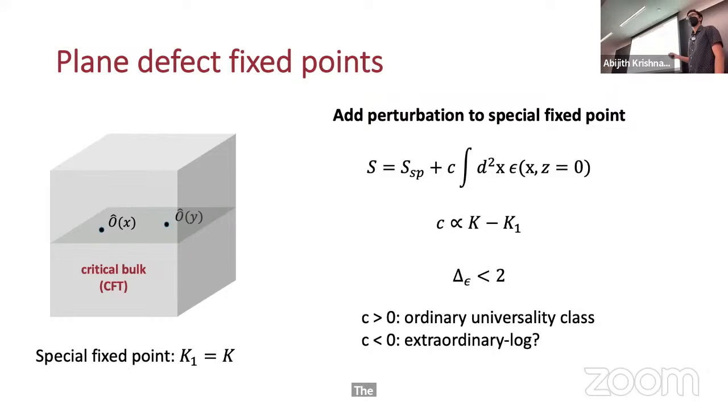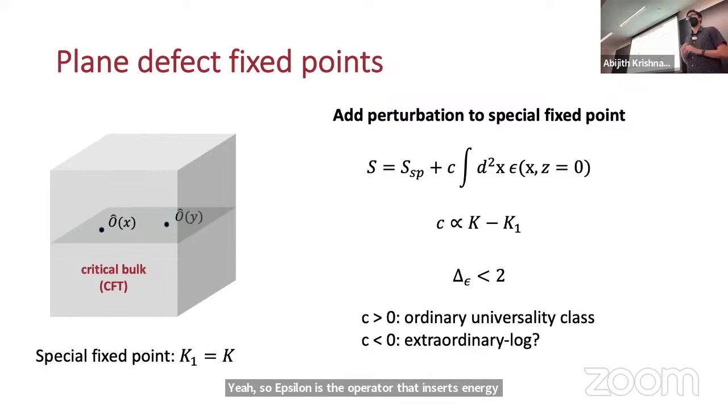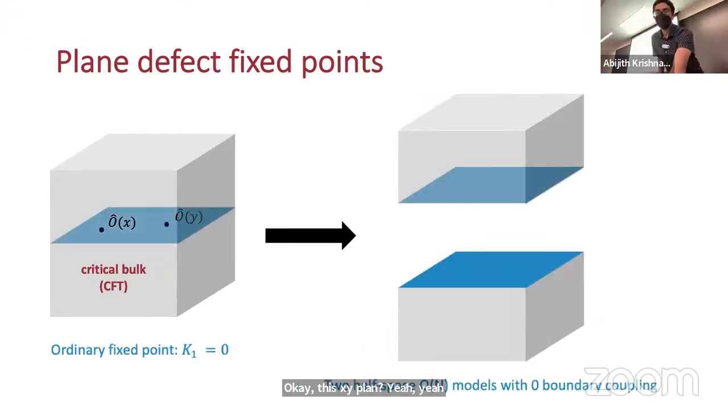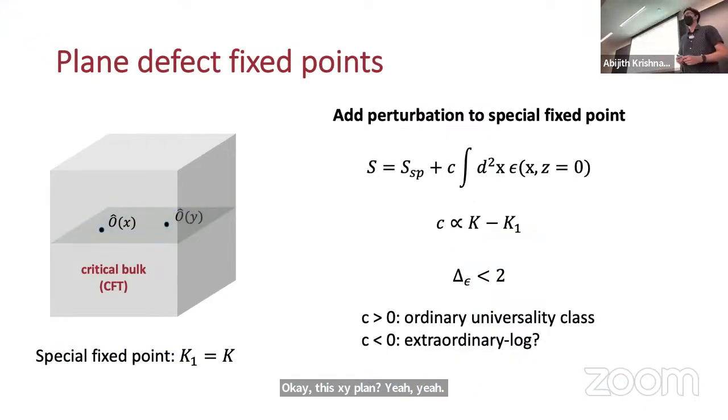Because C is the coefficient of that term. So epsilon is the operator that inserts energy. So epsilon is a specific operator. It's just the epsilon operator for the O(N) CFT. But when you write it, it's applied on the XY plane. Is that a division in a certain direction? No, epsilon is a scalar. So we're just applying it to the plane.